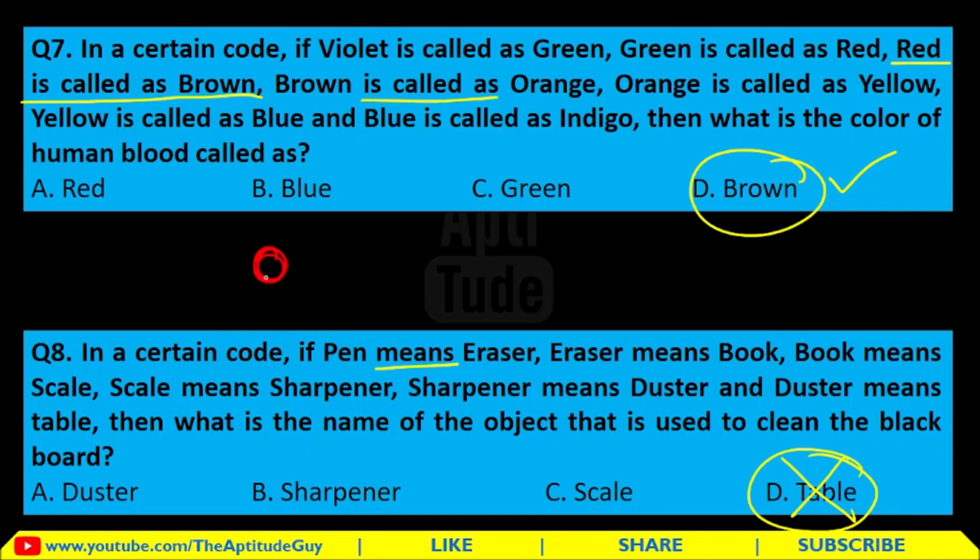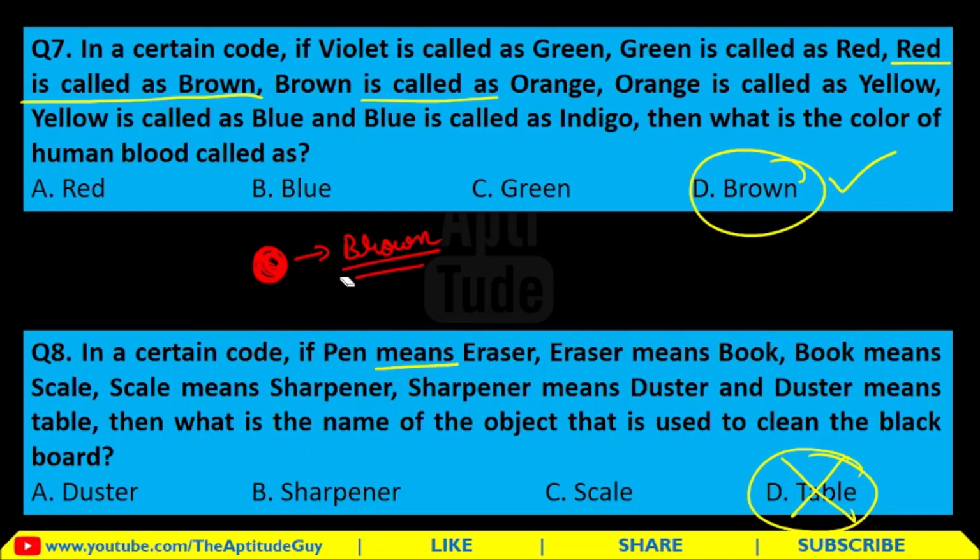The color is this color itself. It just means that this color is now called brown. That means the name of this color has changed, but the color stays the same. This color is now called brown. It's no more called red.